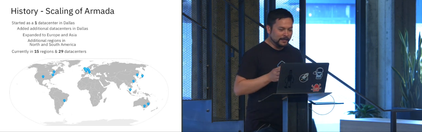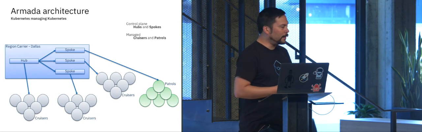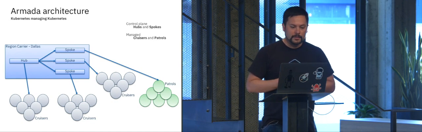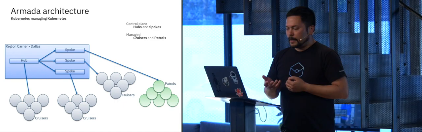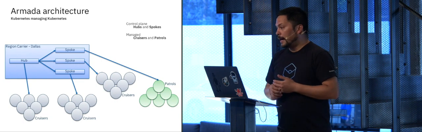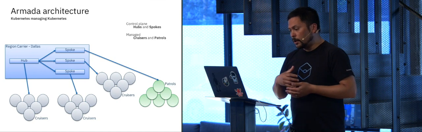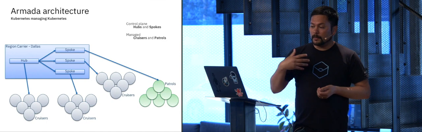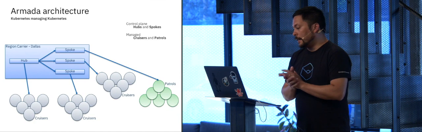This gives the idea of the scale of our application itself. The architecture of Armada is that for every one of those 15 regions, we have what we call hubs and spokes. One thing I want to mention is that we manage Kubernetes with Kubernetes. Our whole control plane is Kubernetes, and everything that we deploy are Kubernetes clusters. Once we run out of capacity to manage a specific number of clusters, we spin up another spoke, and that spoke can then be used to manage additional clusters in that region.